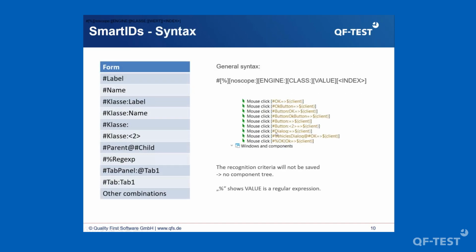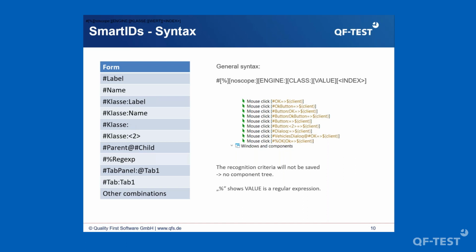Right, so some examples. Well, there's a general syntax. Let's have a look at the examples. Like you can have hash and then the label of the component, hash and the name. And the combination of class. The colon is important because that indicates that whatever string is before the colon, that'll be treated as a class name. And then the label or the name or just the class, that's possible as well.